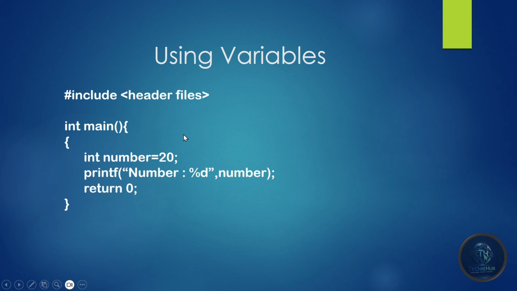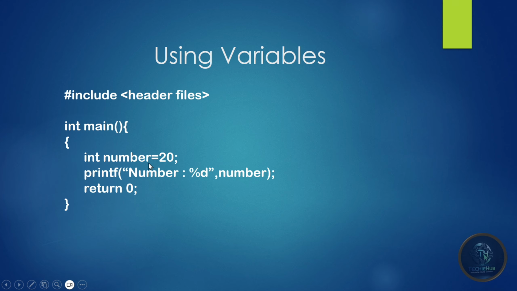Using variables. So how to use the variables? This is where we actually jump into a C program. int number = 20. So this means the number is an integer and declared as 20.